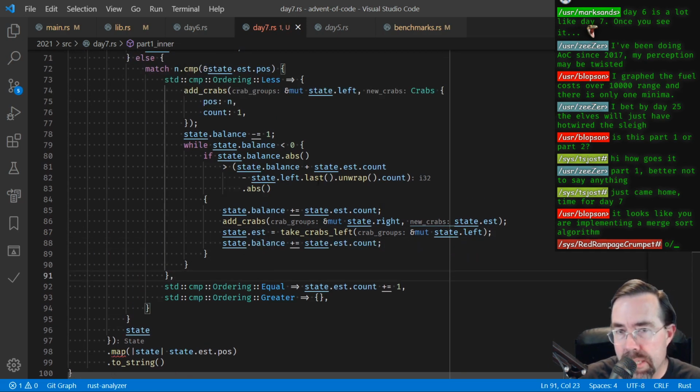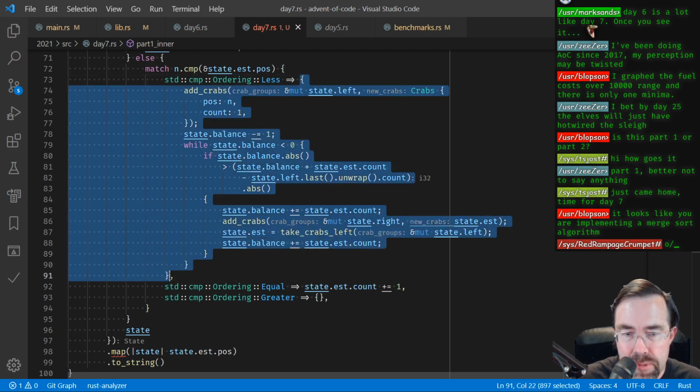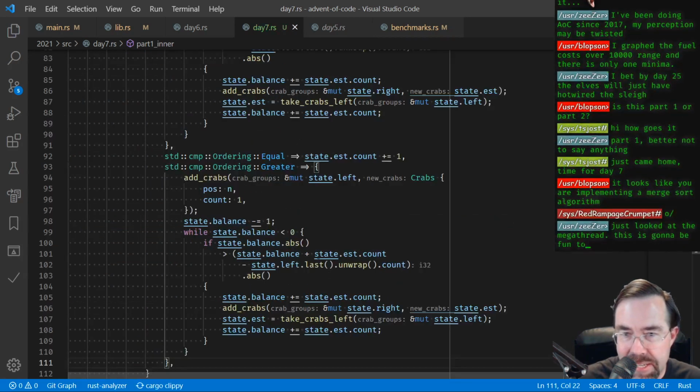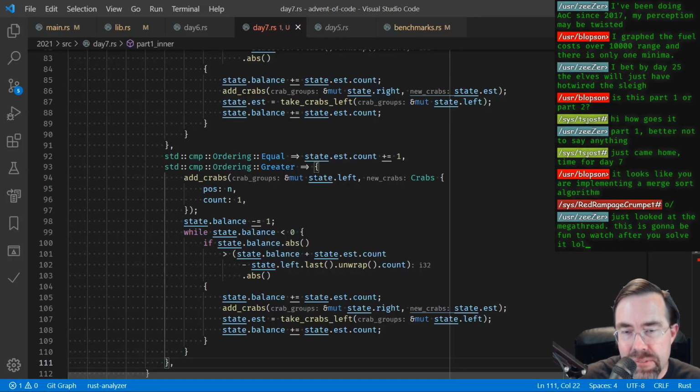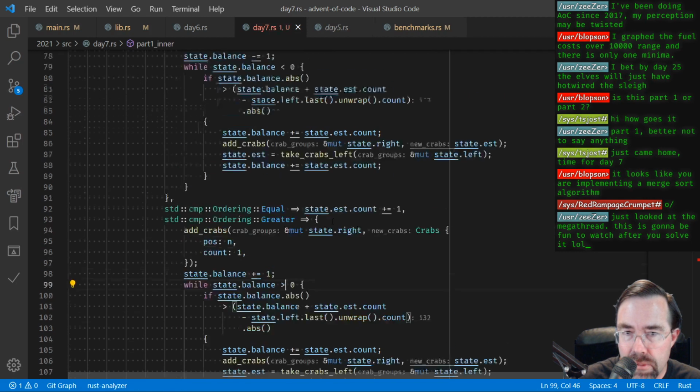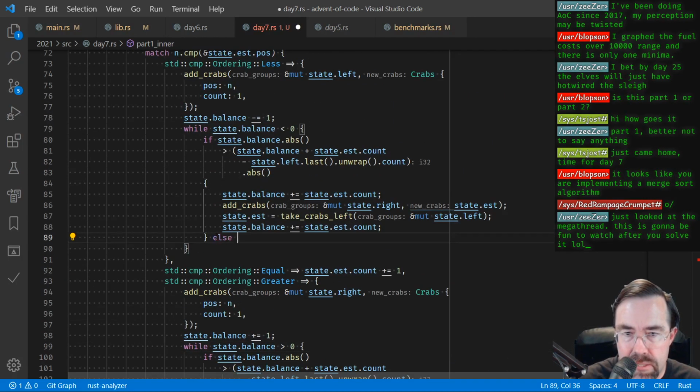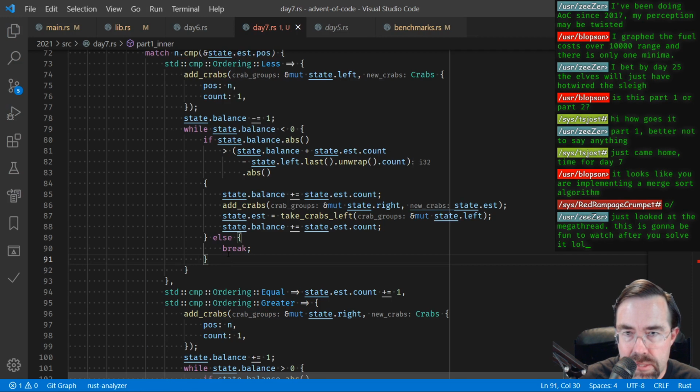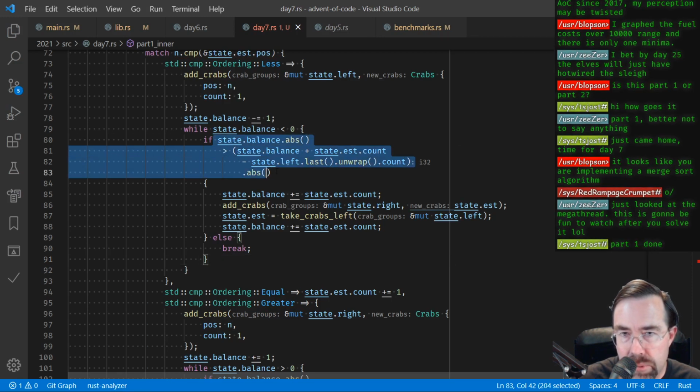The good thing is if I get this right, then the greater case is just we flip it around. I hope this is right. I'll be really sad if I didn't get it right. So if it's greater, then it's the other side. We add the crab to the right, and we add to the balance instead of subtracting. And while it's greater than 0, oh, another thing I should have checked is this is else break. This means the balance is to the left, but it would put it too far off balance to put it onto the right.